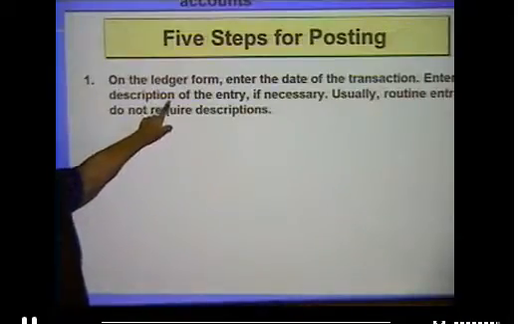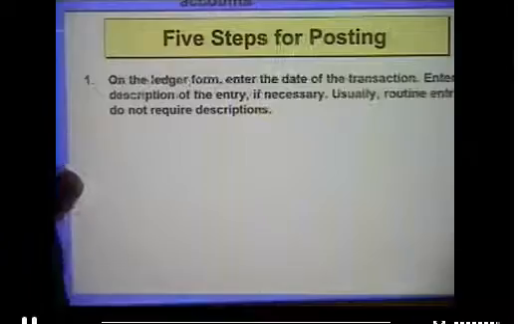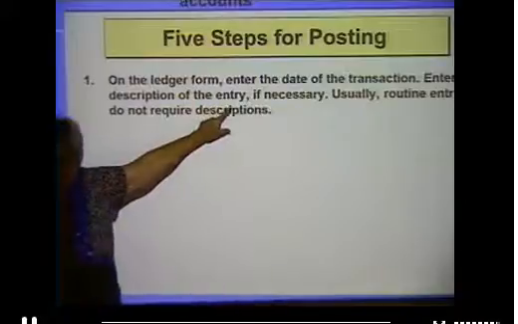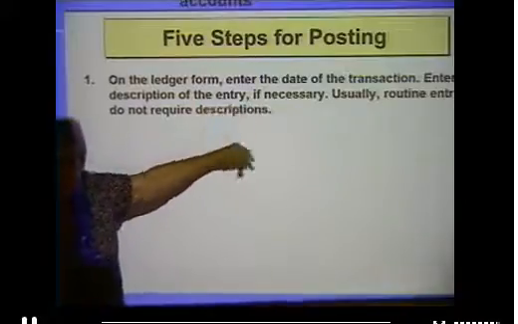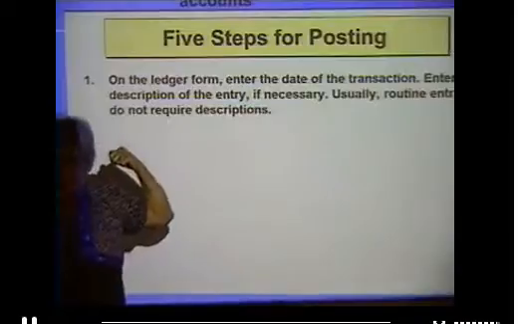So you enter a description of the entry if necessary. Well, you don't have to if it's a routine entry. So on these that you already have a description written for, you don't have to rewrite the description. So you enter your date, right? That's the first thing you do, the date of the transaction.